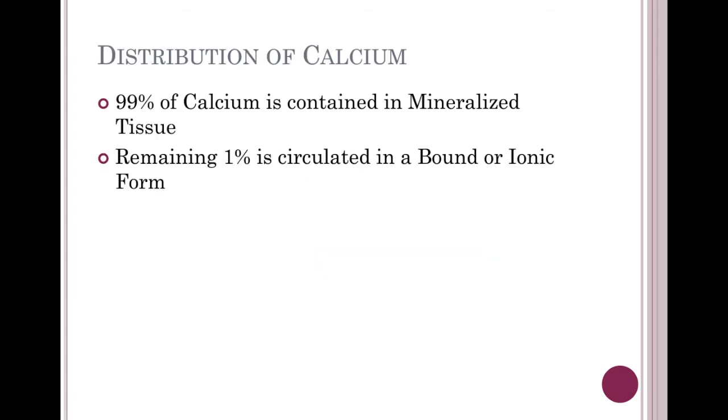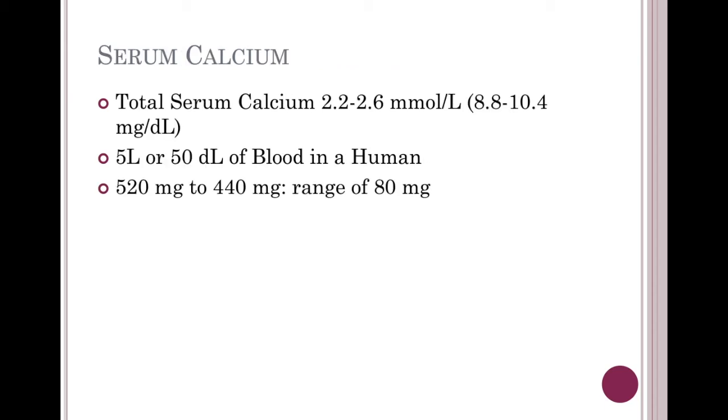So the distribution of calcium in the body is that most of the calcium is contained in bone or in mineralized tissue, and the rest of it is circulated in bound or ionic form in the serum. So the total serum calcium is shown here. It's roughly between 2.2 and 2.6 millimoles per liter, which basically means, if you do the calculation for roughly how much blood is in the human body, that is a range of 80 milligrams in the human body. So basically the feedback mechanism is maintaining the total serum calcium within a range of roughly 80 milligrams in a back of the envelope calculation.